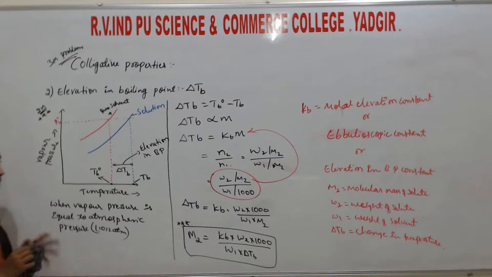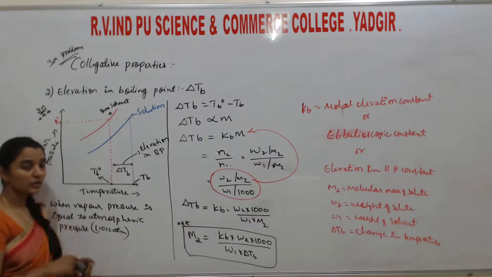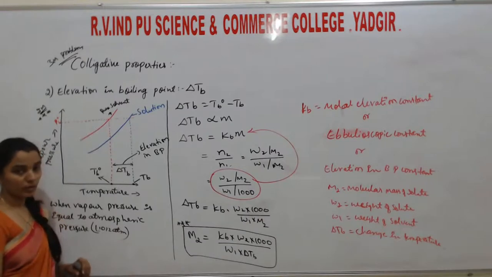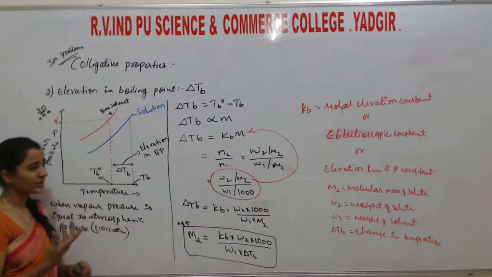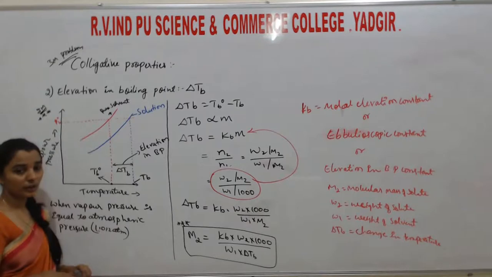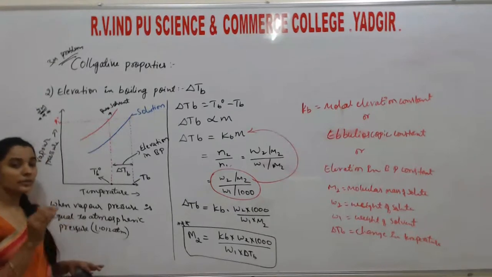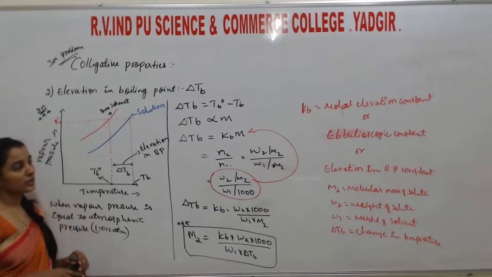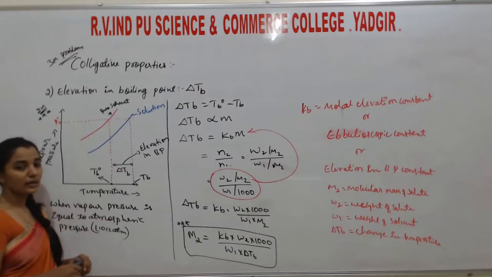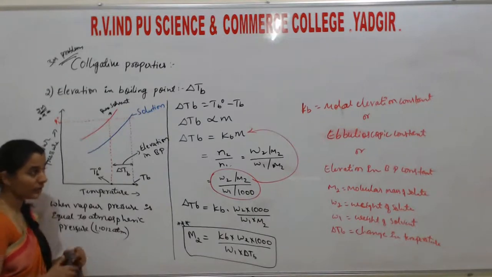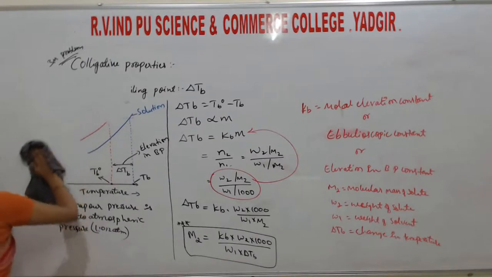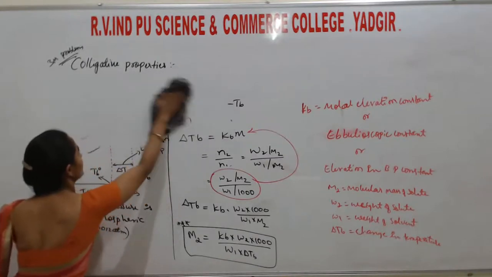In that, they may ask for 1 mark, students: why does sea water boil at a lower temperature than pure water? Because the presence of the solute decreases the vapor pressure, which results in a change in the temperature needed to boil the solution. This is very, very important. Most reasoning questions can be asked from these concepts.